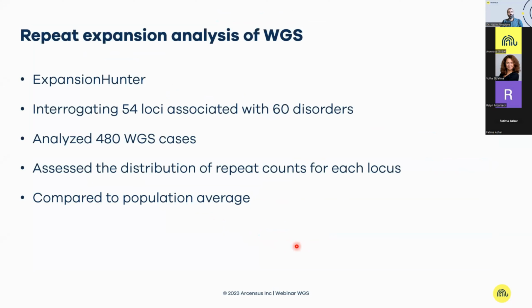So what we have done here in our company, we have used Expansion Hunter, which analyzes 54 loci that are associated with about 60 disorders. And we did this on 480 whole genome sequencing cases. And then we looked at the distribution of these repeat counts for each locus for all the cases, and then compared this to the normal range in the population.